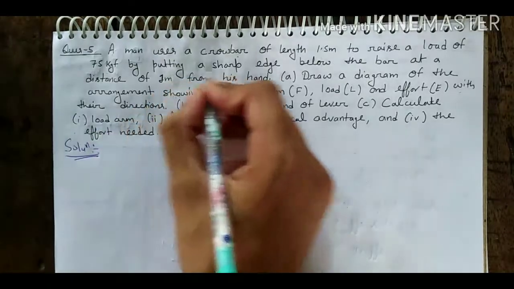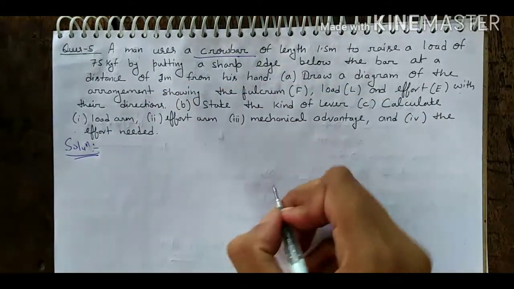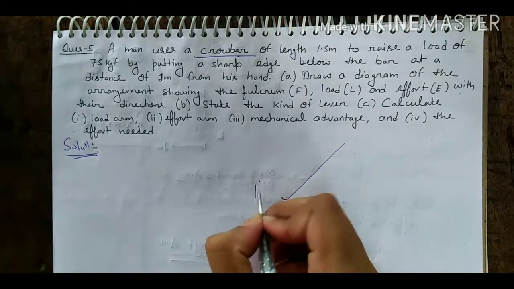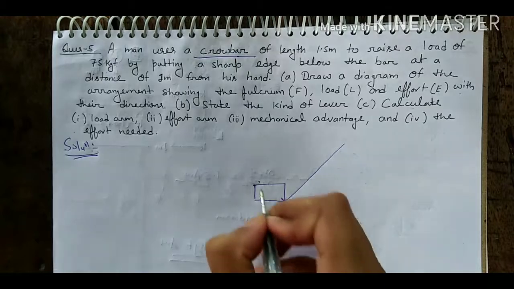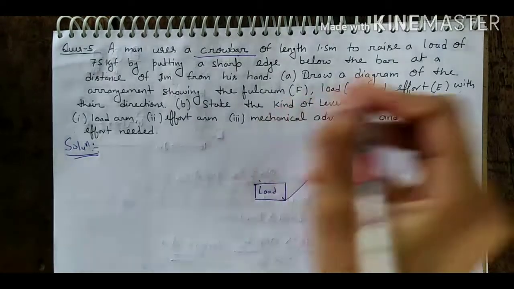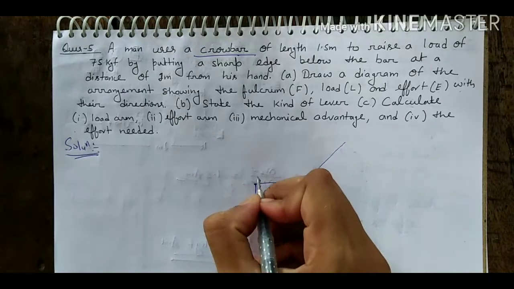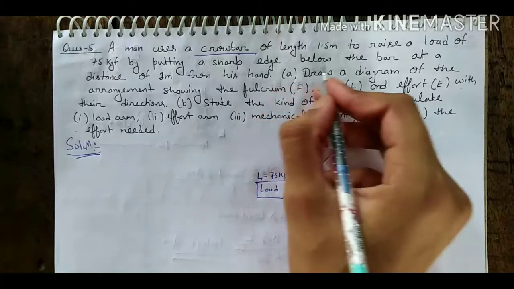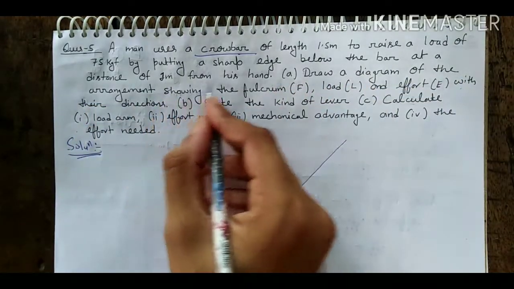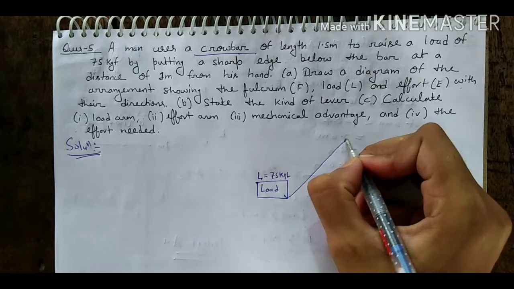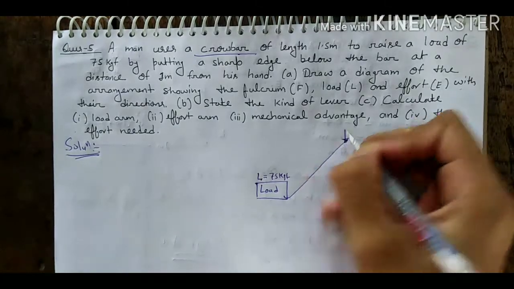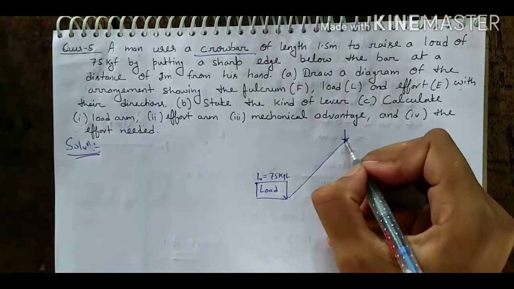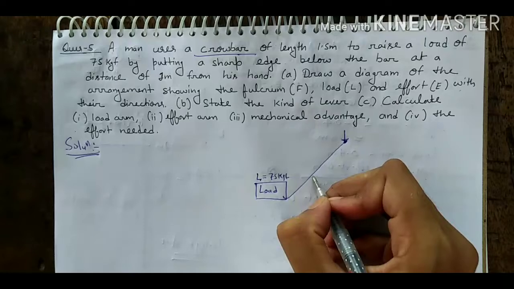In this question, a man is using a crowbar. Crowbar means, student, this is like a rod. With the help of crowbar, we can lift any load. This is a load. The value of load is given 75 kgf. Okay. By putting a sharp edge below the bar at a distance of 1 meter from his hand. Suppose the man is applying effort on this handle, and from his hand the distance is 1 meter, and at this distance a fulcrum is placed here.